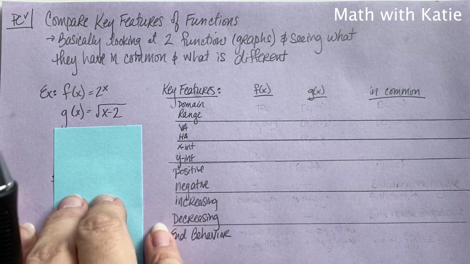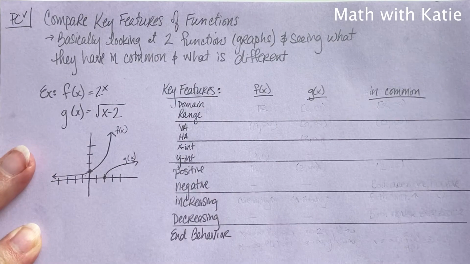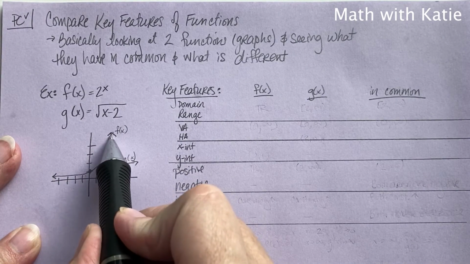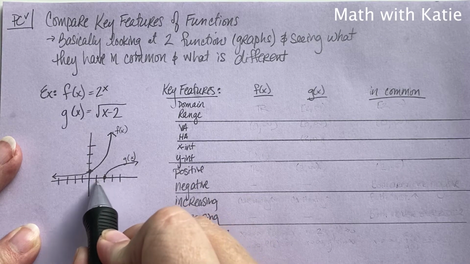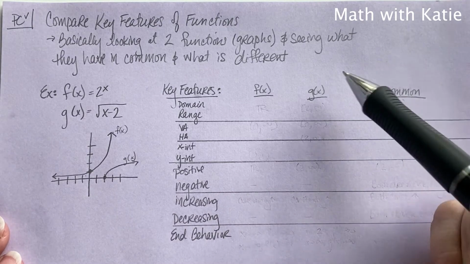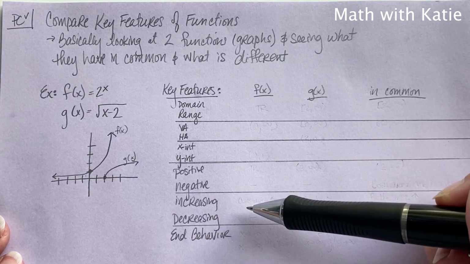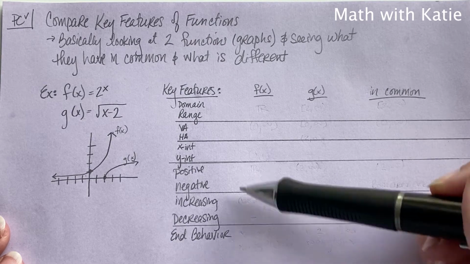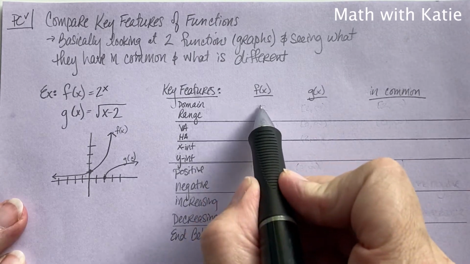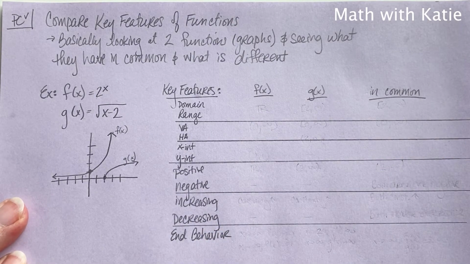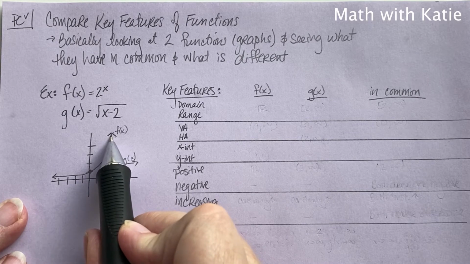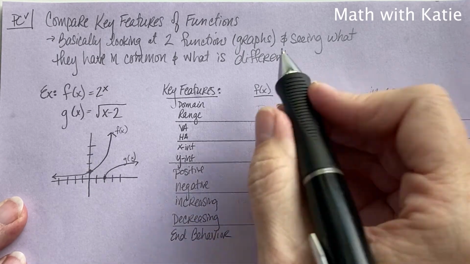So here are the graphs of our two functions. Okay, our f of x is just 2 to the power of x, and then our square root function that's been moved 2 to the right. All right, so let's look at the different key features and what they have in common or what is not in common. All right, so our domain, the domain of our f of x, it goes to negative infinity on our x, and it ends in an arrow, so it's going to go positive infinity on our x, so all real numbers.